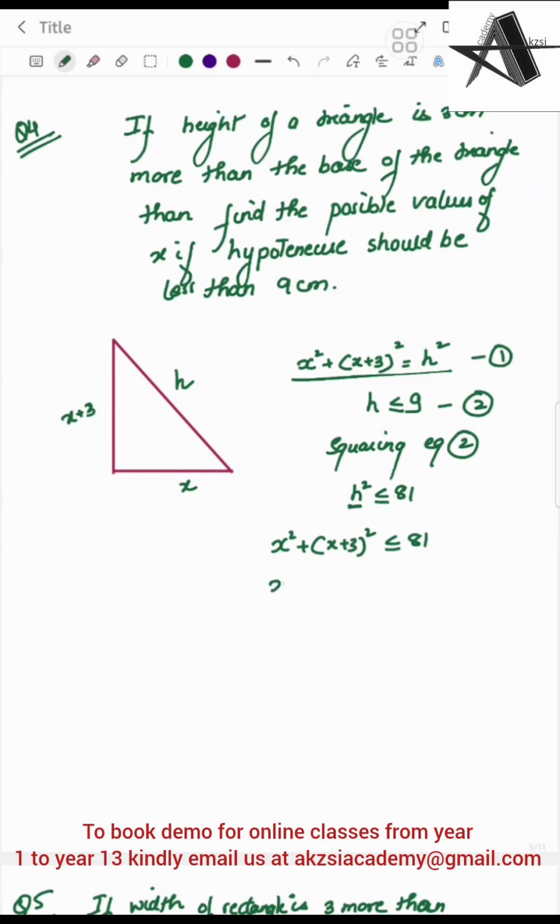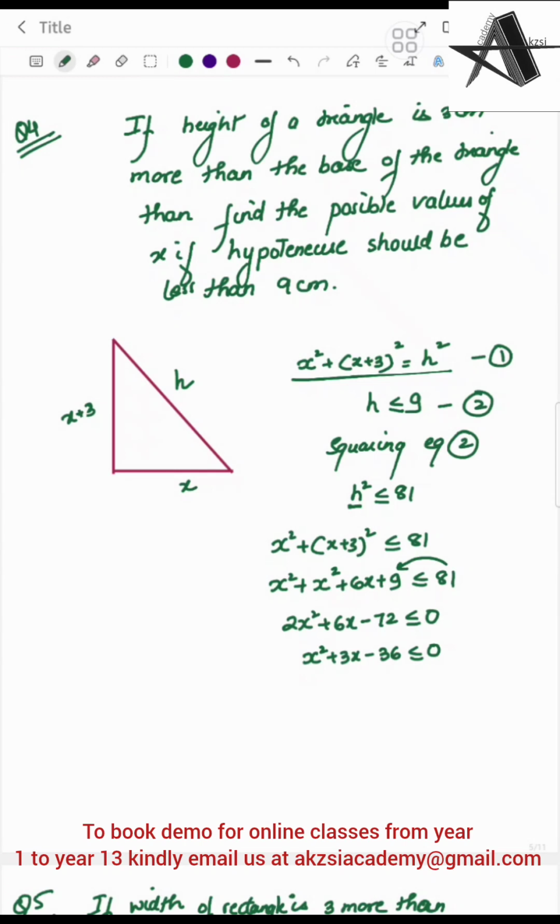Let me solve this. If you expand (x plus 3) whole squared, you will get x squared plus 6x plus 9, less than or equal to 81. Bring it here: 2x squared plus 6x, and 9 minus 81 is negative 72, less than or equal to 0. I can take 2 out as common, or divide both sides by 2. We'll get x squared plus 3x minus 36 less than or equal to 0.